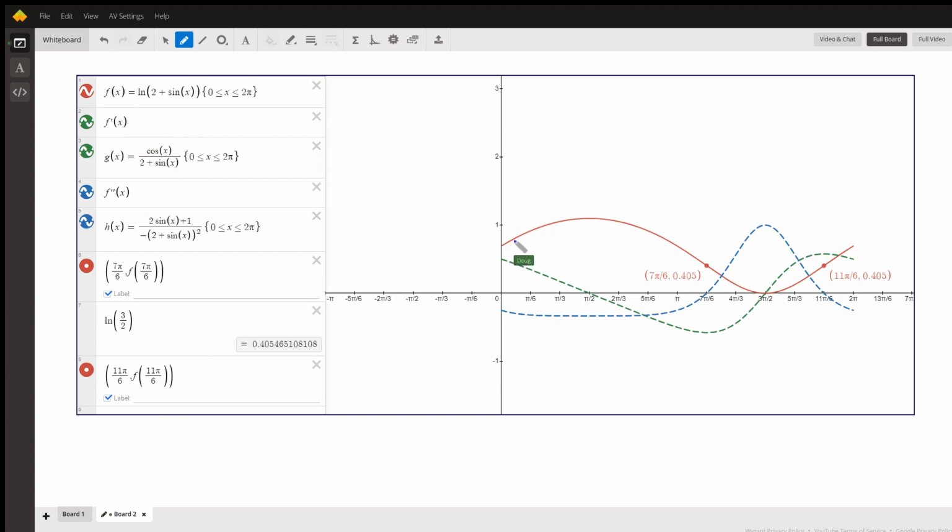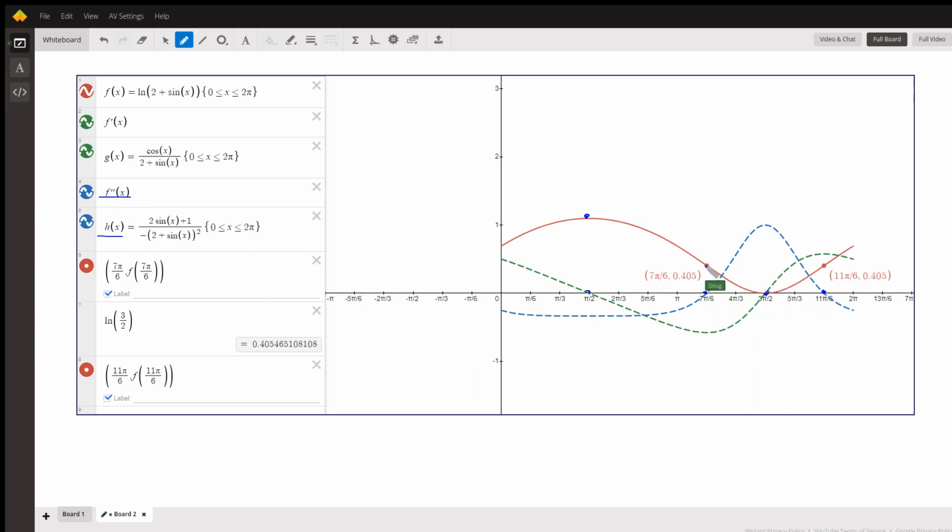Here's the graph of the original function in red. There is a relative maximum here and a relative minimum here. Notice that's where the first derivative is equal to 0. This green dashed line is the graph of the first derivative. The blue dashed line is the second derivative, which is this guy right here, or those two. And that equals 0 here at 7 pi over 6 and 11 pi over 6.